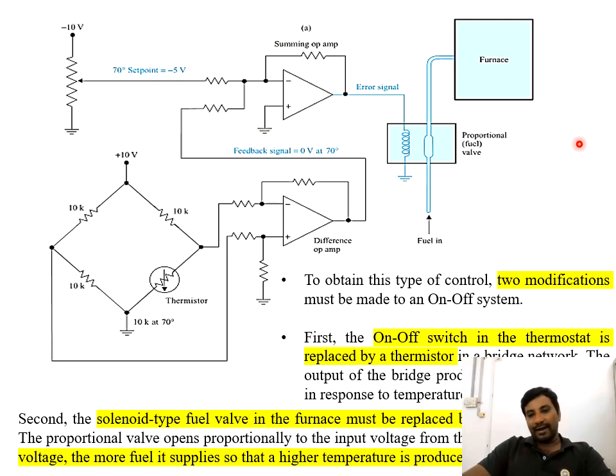In this figure, to obtain this type of control, there are two modifications that need to be done in the on-off system. First, the thermostat is replaced by a bridge network, and the output of this bridge network produces a variable output that is given to this circuit. Second, in the solenoid type of fuel valve, the valve must be replaced with a proportional valve. The proportional valve opens proportionally to the input voltage applied from the bridge, and the larger the voltage, the more fuel is supplied, so a higher temperature is produced.